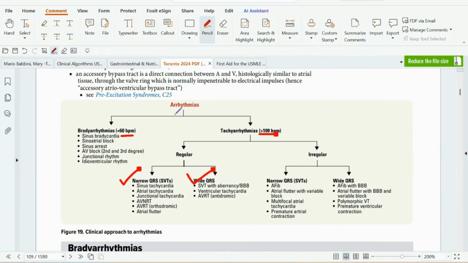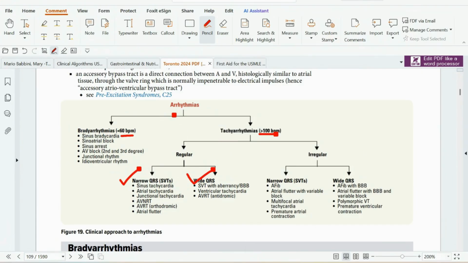Okay. Whenever there is a problem below the AV node, okay? As I said, you can have a problem above the AV node, or you can have a problem below the AV node. If there is a problem above the AV node, it will give you a narrow QRS complex, and I just explained why, because it's following the anatomy. If something is giving you a wide QRS complex on the ECG, that means you have an issue underneath the AV node, and it's not following the anatomy. Does that make sense?